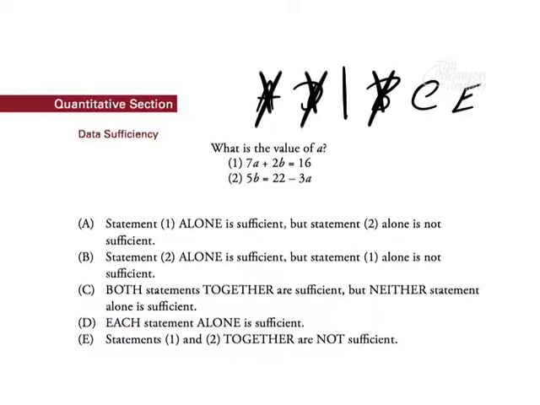Now we look at the statements combined. Can I answer the question? Well, yes. I have two variables still, but now I have two equations. Together, that's enough for me to solve the equations and enough to tell me what A is. So the answer to the problem is C. The statements combined are sufficient.